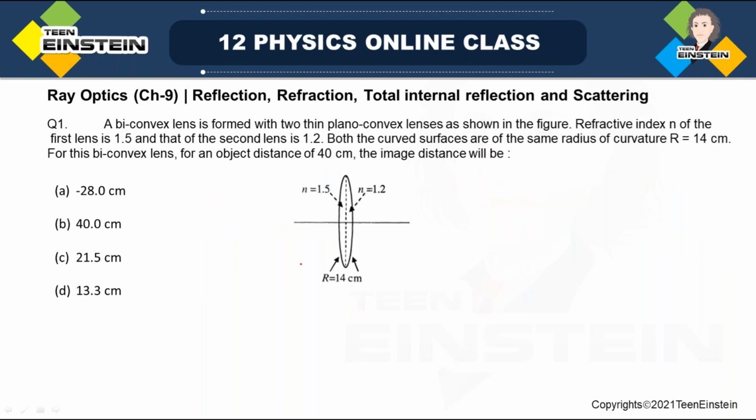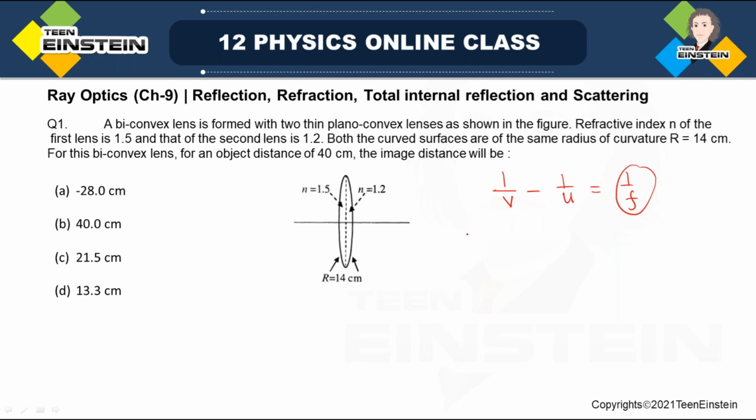Now look, if I have to find out the image distance, we know how to find it. For the lens formula, we know 1 by v minus 1 by u is equal to 1 by f. So what is this f? f is the focal length of the lens, v is the image distance, and this u is the object distance. So anyway, object distance is known. If we know the focal length, we can find out the image distance. But what is the focal length for this particular biconvex lens? We have to find out.